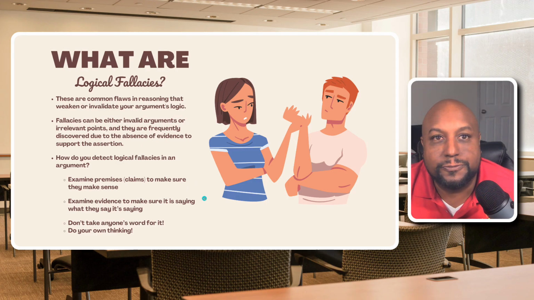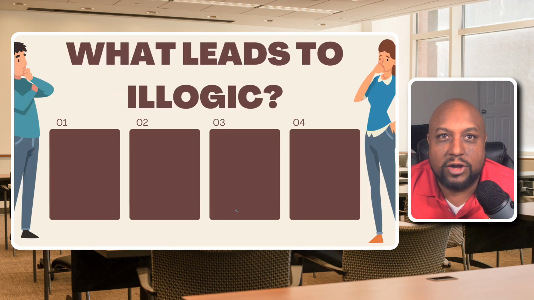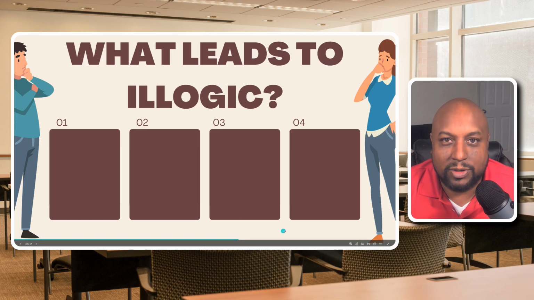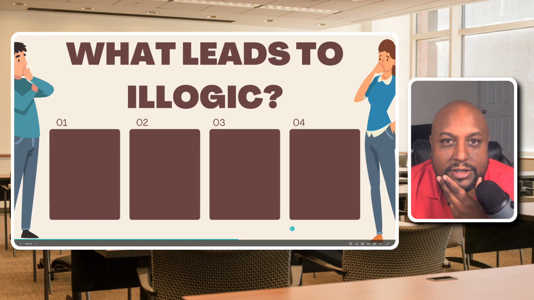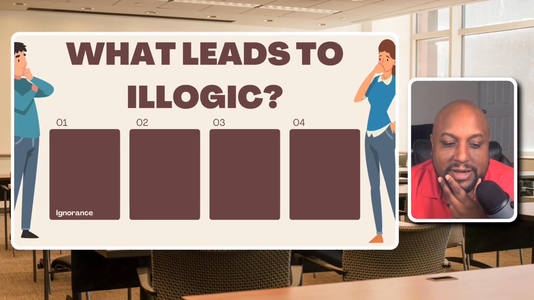Okay, so that's what fallacies are. What are the things that lead us to these logical fallacies? How do we get there, right? So there are 4 causes I want to point out of illogic, 4 ways that we get to this point of saying illogical things. The first is ignorance, right? Sometimes we just don't know stuff, but we talk anyway, right?